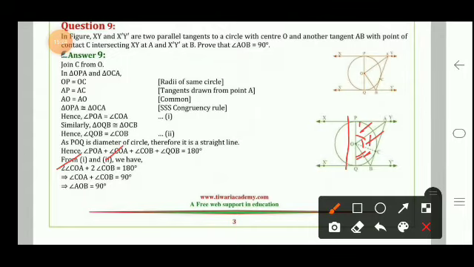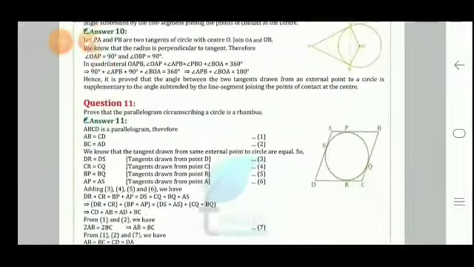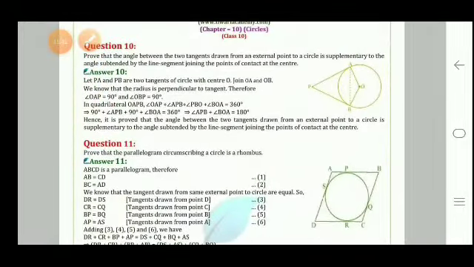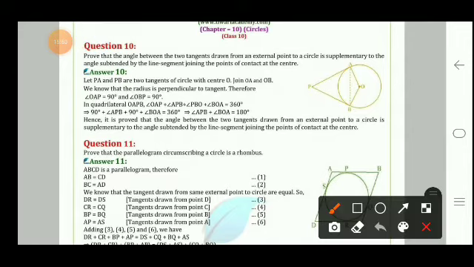So then we have angle COA plus angle COB is equal to 90 degrees, that is, angle AOB is equal to 90 degrees. Now next, looking at question number 10: prove that the angle between the two tangents drawn from an external point to a circle is supplementary to the angle subtended by the line segment joining the points of contact at the center.